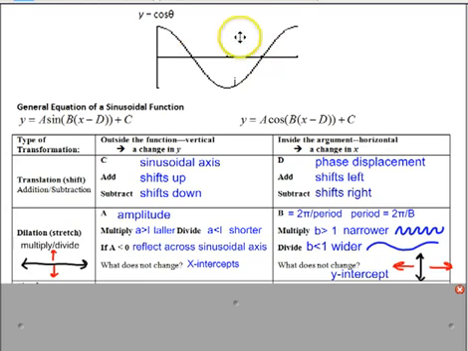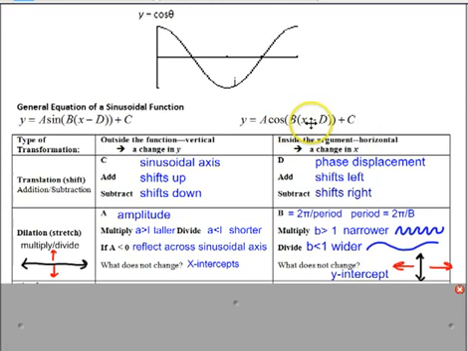Because we're stretching away from the sinusoidal axis, points on the sinusoidal axis, the x-intercepts in this case, would not change. If the sinusoidal axis was something other than the x-axis, it would be points on the sinusoidal axis that would not change.